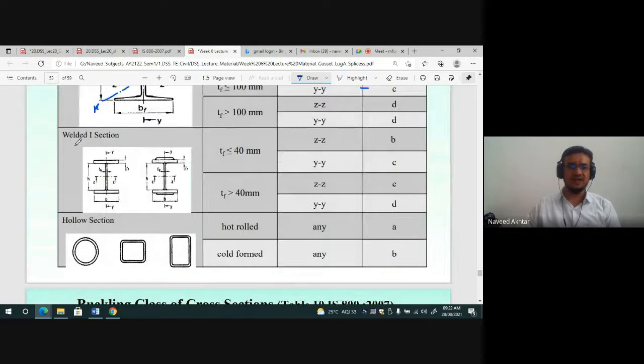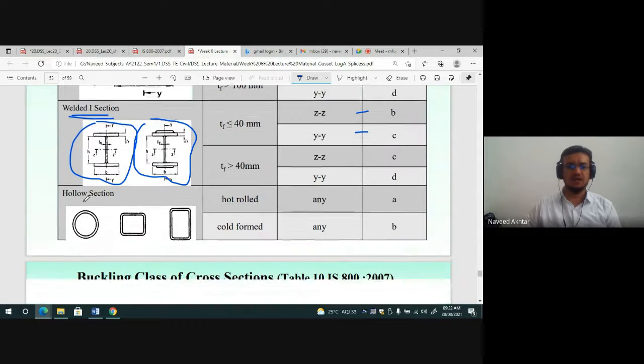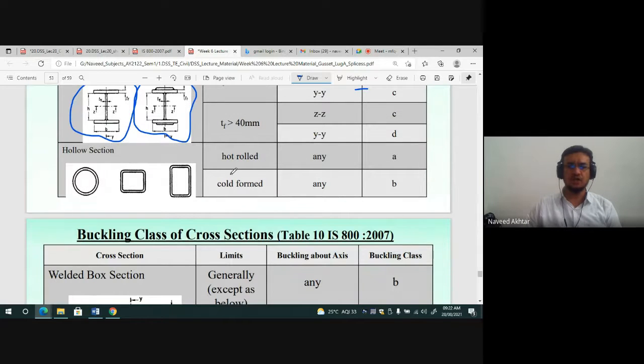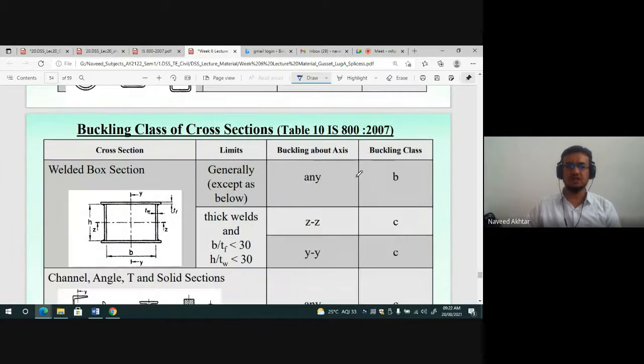Similarly, for a welded I section, it may be a built-up section made of different plate elements, with additional flange plates also. If TF is less than or equal to 40 mm, then ZZ is B class and YY, about the minor axis, is C class. For any hollow section, if it is hot rolled, then A class, and if cold formed, then B class.